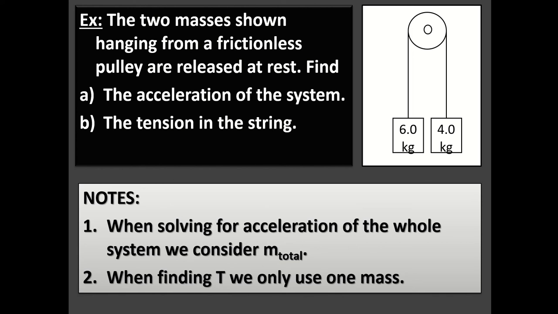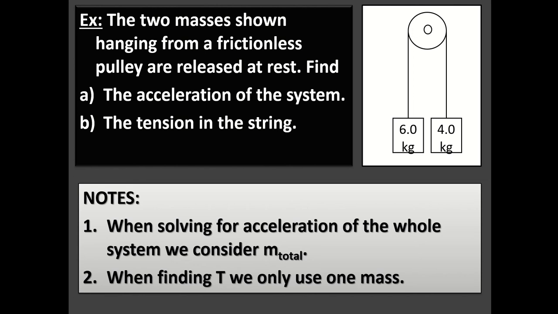And when you find the tension, you can use either mass. So whatever mass you pick, usually you want to pick the one with the least number of forces acting on it, because your F net for that mass is going to be simpler. But you can use either mass to find the tension.